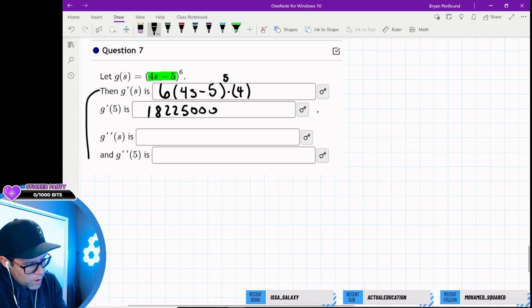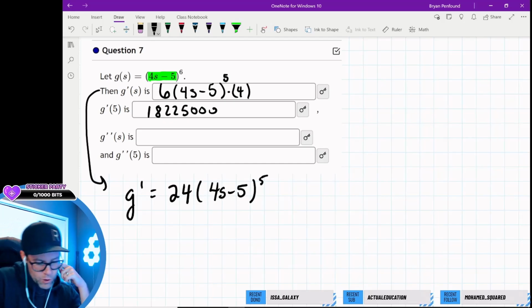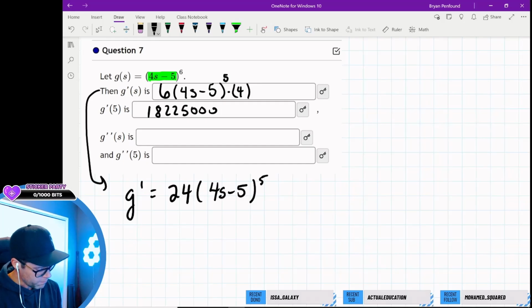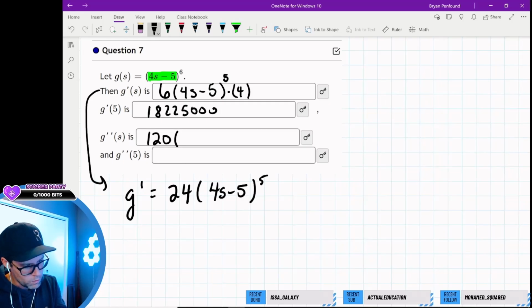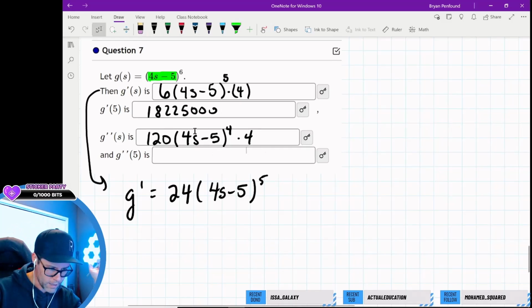Now we could probably take g prime and just rewrite it as 24 times 4s minus 5 to the 5. And then we can take the derivative. We're going to have to multiply 24 by 5, but we can do that. So 24 by 5 is 120. We'll keep the inside the same. Decrease the power by 1. And then we need to multiply by 4 again, because 4 is the derivative of that inside function still.